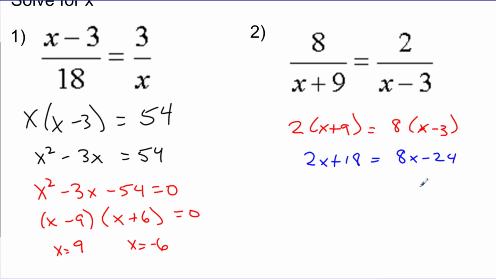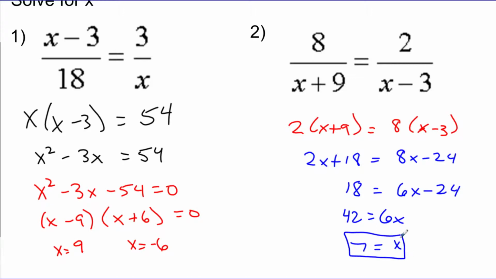And then again, this is just a linear solve. So I'm going to subtract the 2x over to the right and make it turn into 6x. Okay. And then I'm going to add the 24 over to the left-hand side. So again, when I add, it looks like I get a 42. Okay. And then if I divide both sides by 6, I get that x is equal to 7. So in this case, just one solution, and that makes sense because it was a linear problem to solve. So we need to be able to solve any type of proportions, whether they are quadratic or linear.